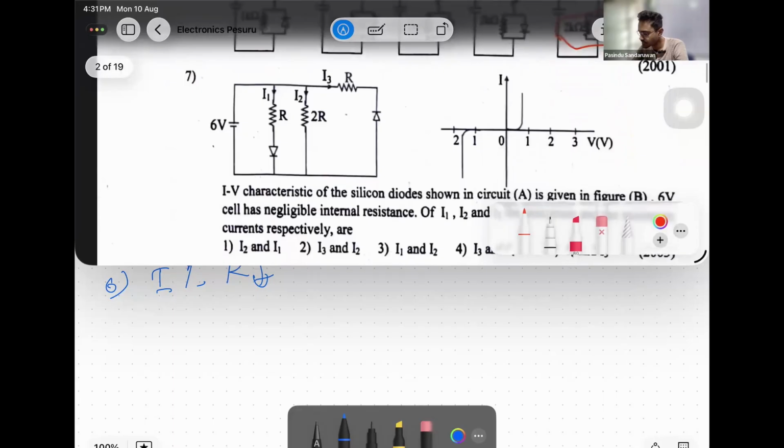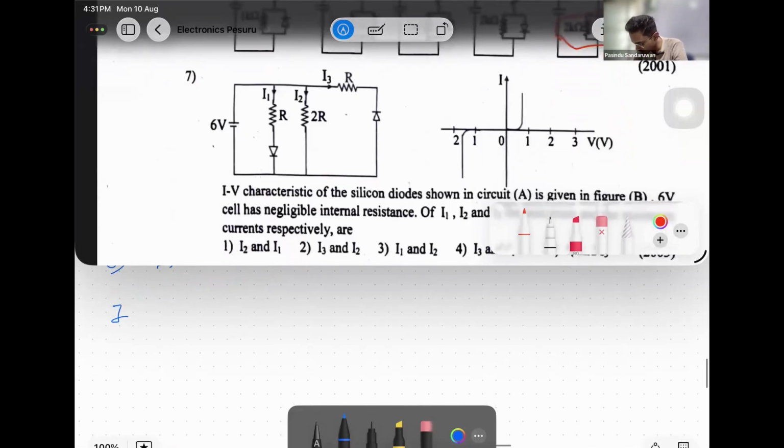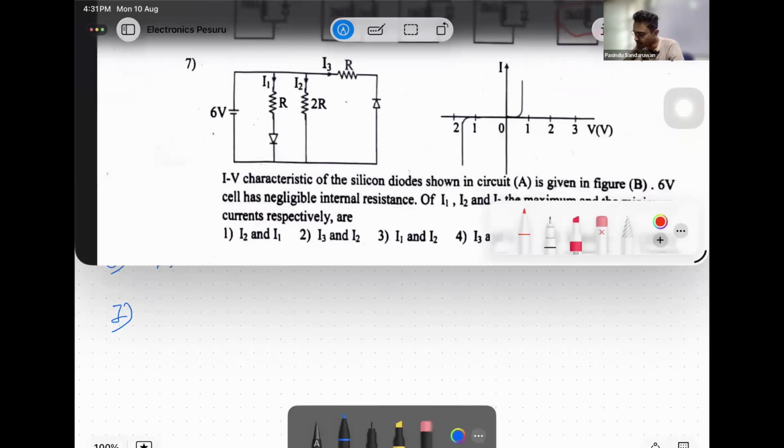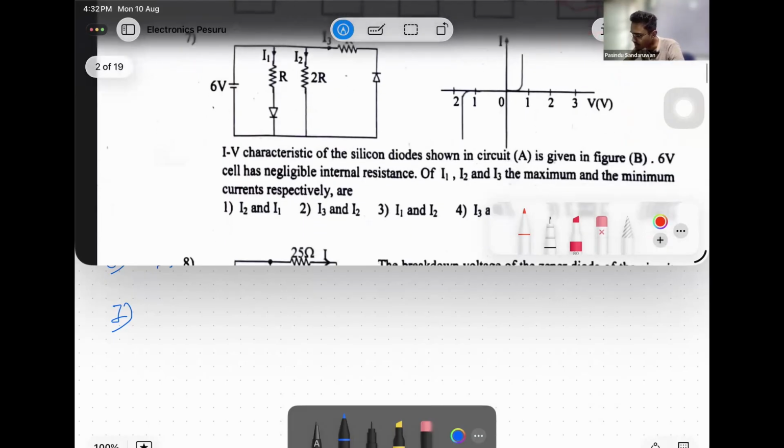7. Right, 7 is a good question. See, the IV characteristic of the silicon diodes shown in the circuit A is given in figure B. The 6-volt cell has negligible internal resistance. I1, I2, and I3: the maximum and minimum currents respectively are.